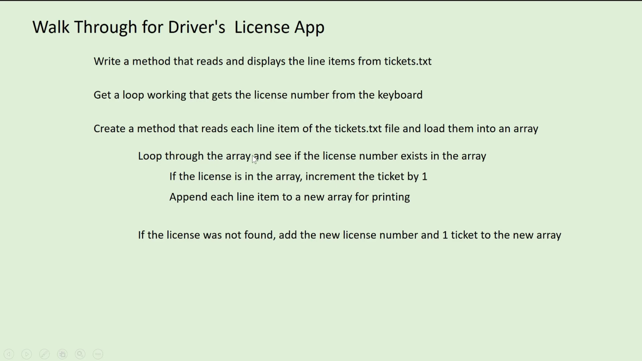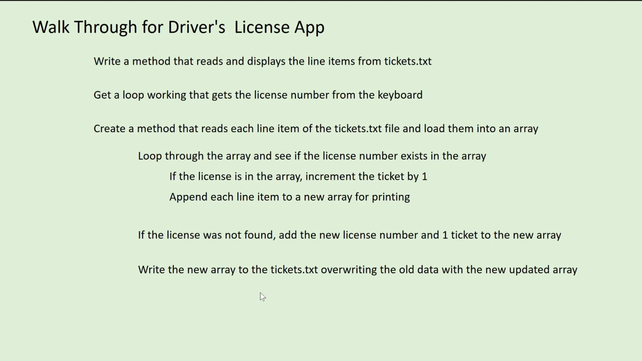By the time this loop is done, I have a copy of the array filled with the tickets.txt file. Now I've got a new array, and I want to make sure that if that license number wasn't found, I add a new license number to my new array. Then I would write the new array to the text file, overriding the old data with the new updated array. And that, my friends, should be the overall process to help you get through the driver's license app.